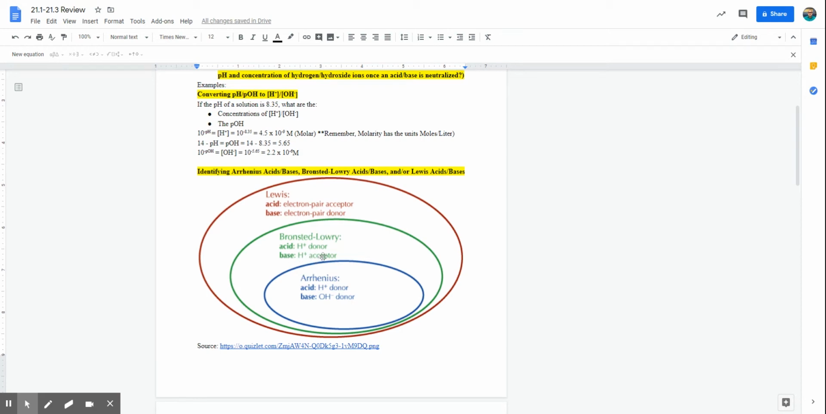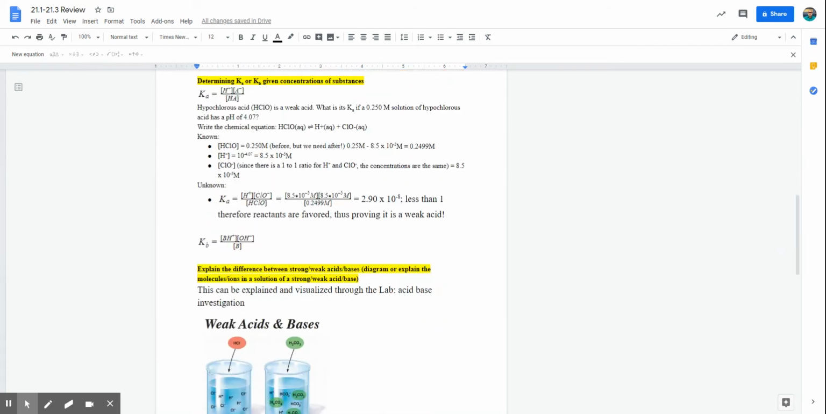And then for the base, something like sodium hydroxide, which we'll see later, it loses the Na and becomes OH negative, and it's able to accept the H plus. Then the last one is going to be the Arrhenius, and this has to do with acids donating H plus and bases donating OH negative. There is some reading in the homework that goes over this and gives even more examples than I provided here.